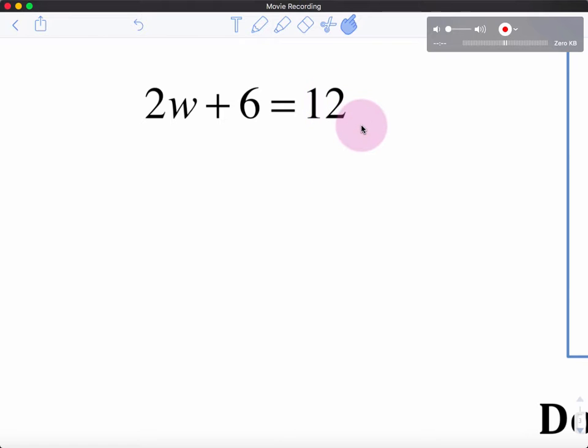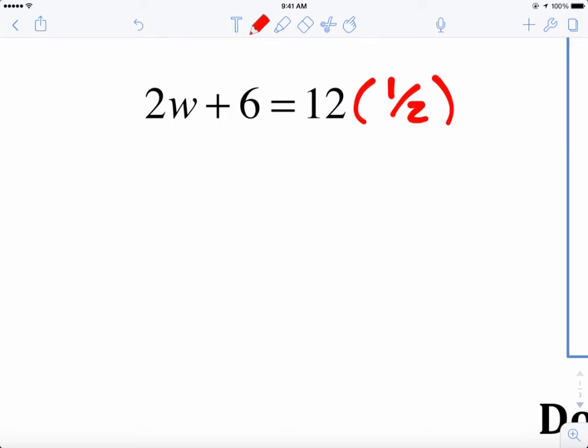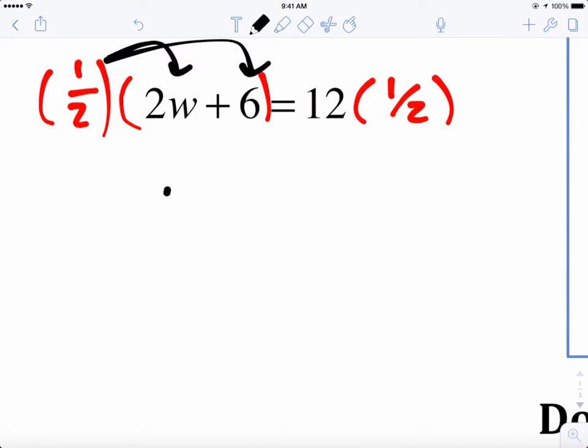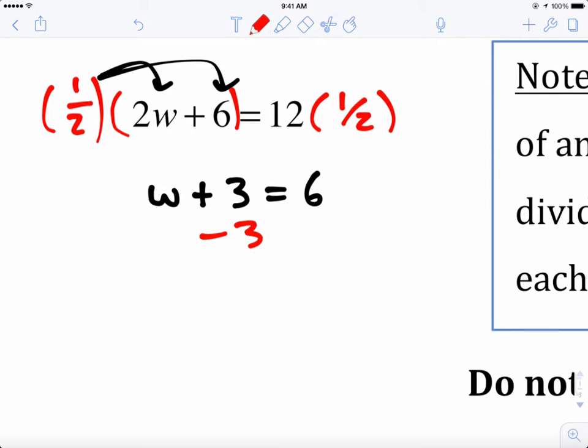12 is also a number. And if you're going to multiply the right-hand side of this equation, that number, by 1/2, you must multiply the entire left side of this equation by a half, which will yield, I hope you know, 1w plus 3 equals 6. And from there, it should be no surprise that indeed our solution is, again, w equals 3.